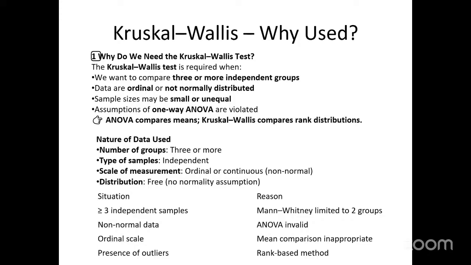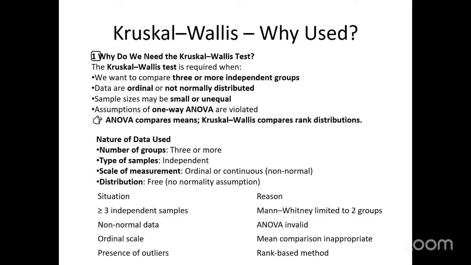So this is our last test. In the parametric case, we deal with ANOVA, but ANOVA was not in your syllabus. That's why we were confined to the t-test only, not the ANOVA case. But Kruskal-Wallis is the non-parametric sibling of ANOVA. Here we compare three or more independent groups.